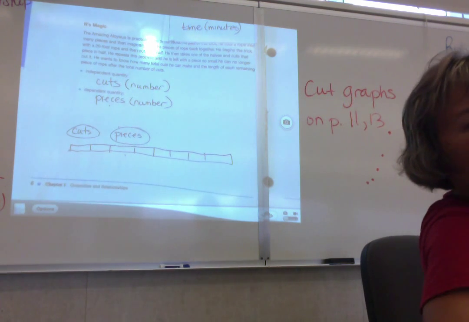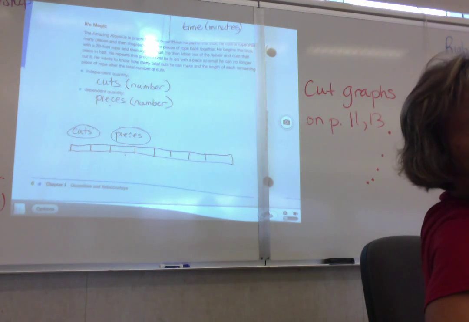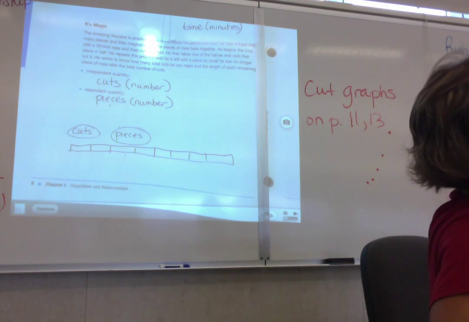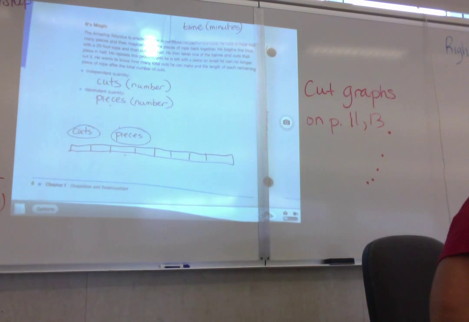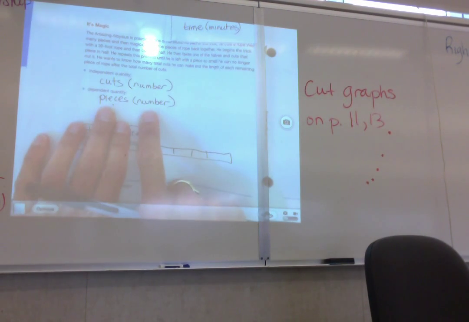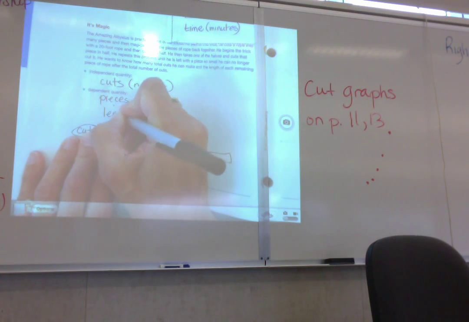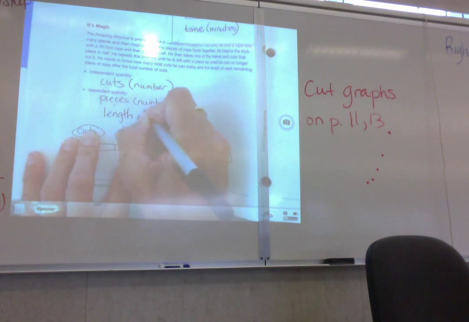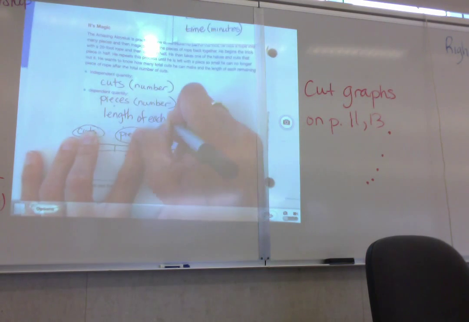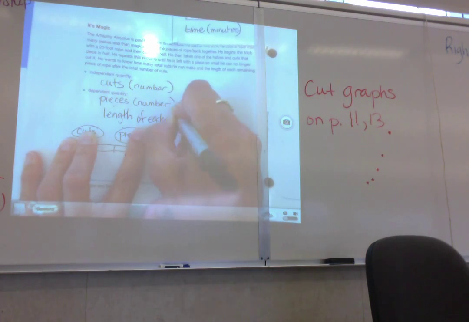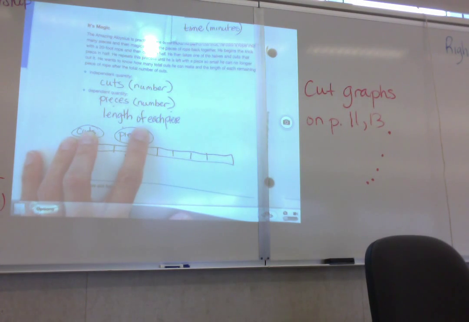So there, Mr. Bernal, you did think he was putting that rope back together, but I think what they're asking us for, instead of the number of pieces, is the length of each piece. So we had interpreted it one way before. What graph works well with lengths of each piece? B. Find B, guys. D. Find D.